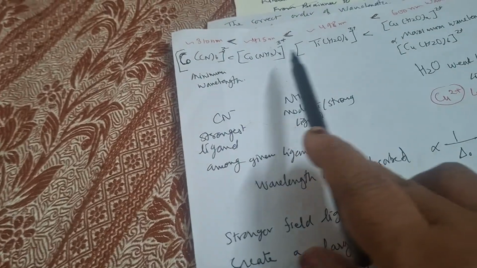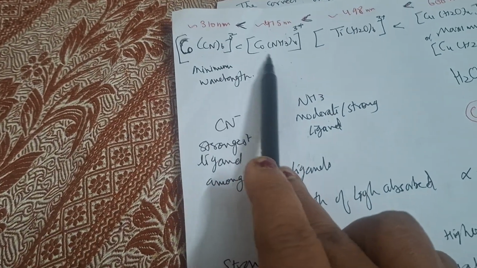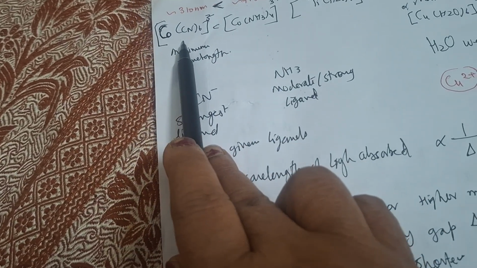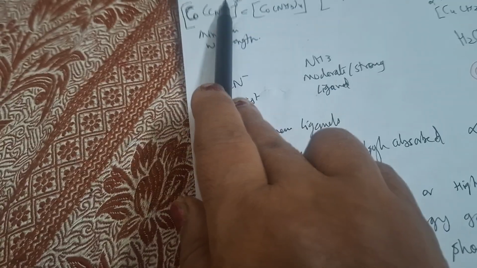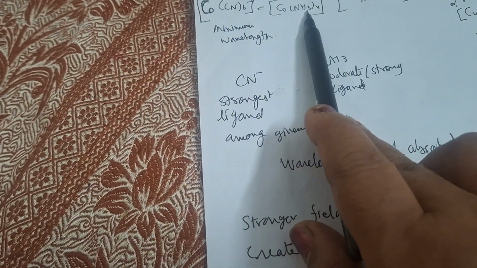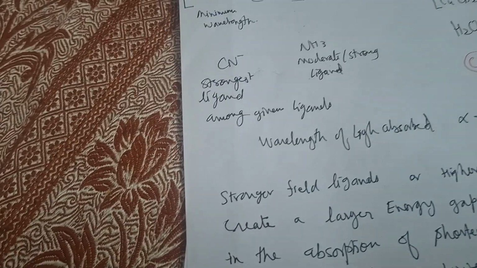But when we compare with the two cobalt complexes, the cyano complex and the ammonia complex, the cyano is a strong field ligand as well as plus 3 oxidation state, so it has the minimum wavelength as compared to the cobalt ammonia complex. Clear? So here we have taken all these things.